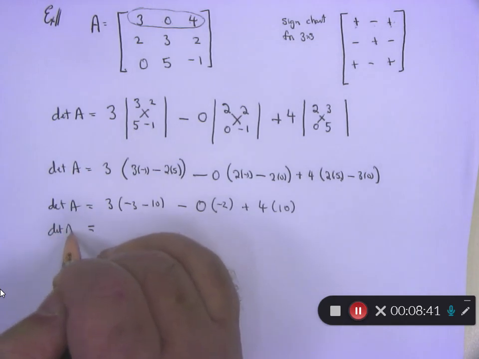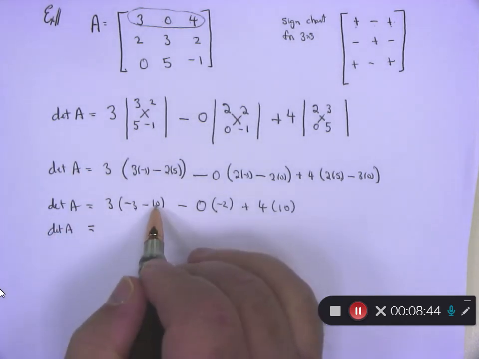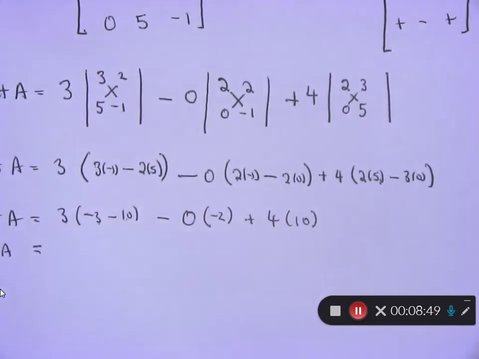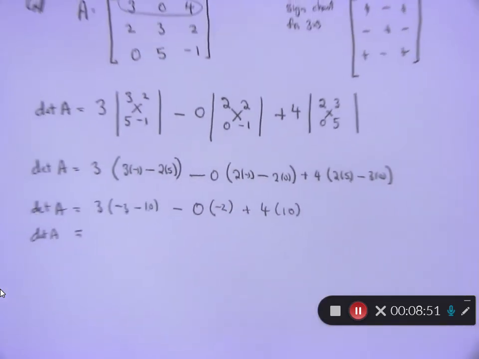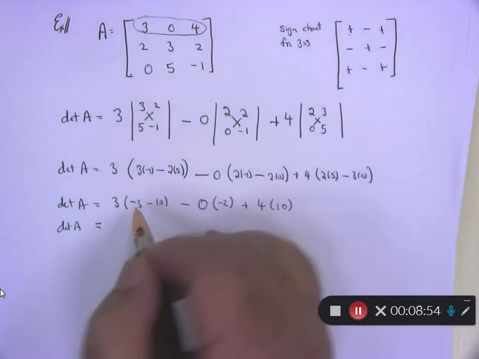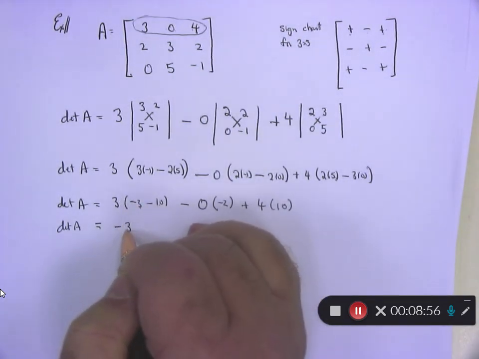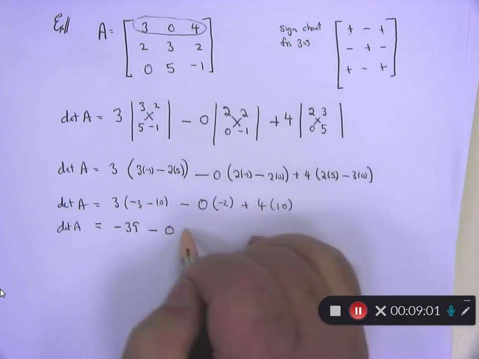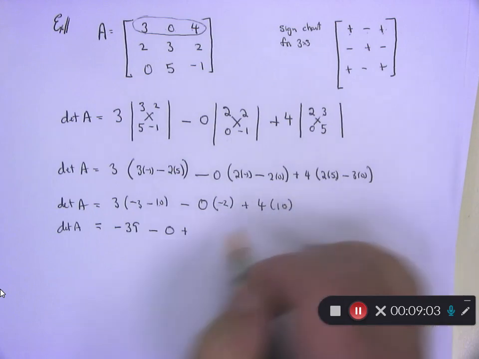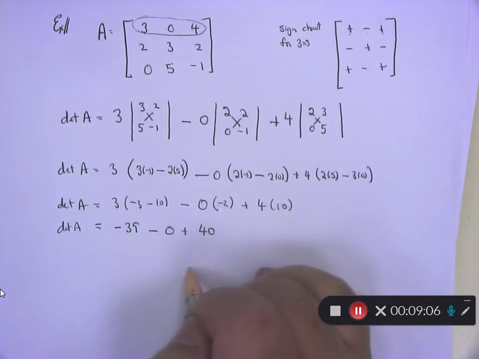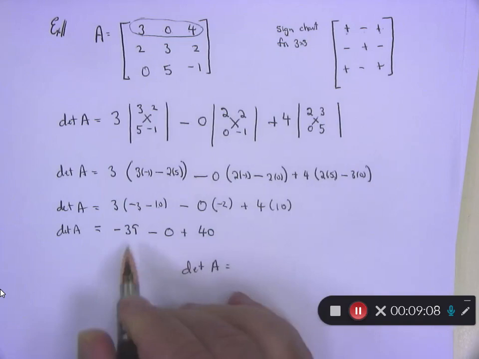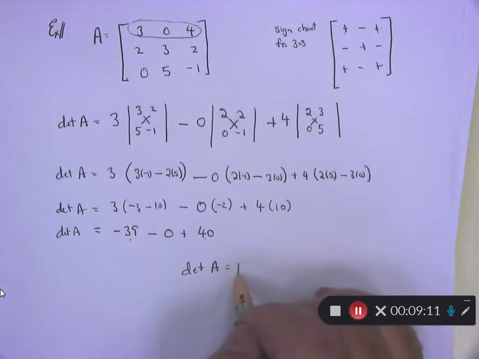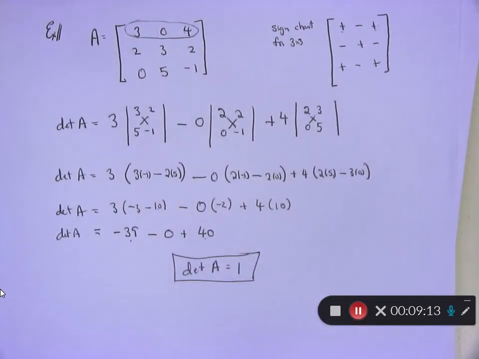The determinant of A is minus 3 minus 10, that's minus 13. Minus 13 times 3, oops, sorry about that. Minus 13 times 3 is minus 39. Minus 0, who cares? Plus 4 times 10 is 40. All right. So what is the determinant of A equal to? Negative 39 plus 40? Yeah, 1. There's my answer. It's called expansion by minors.